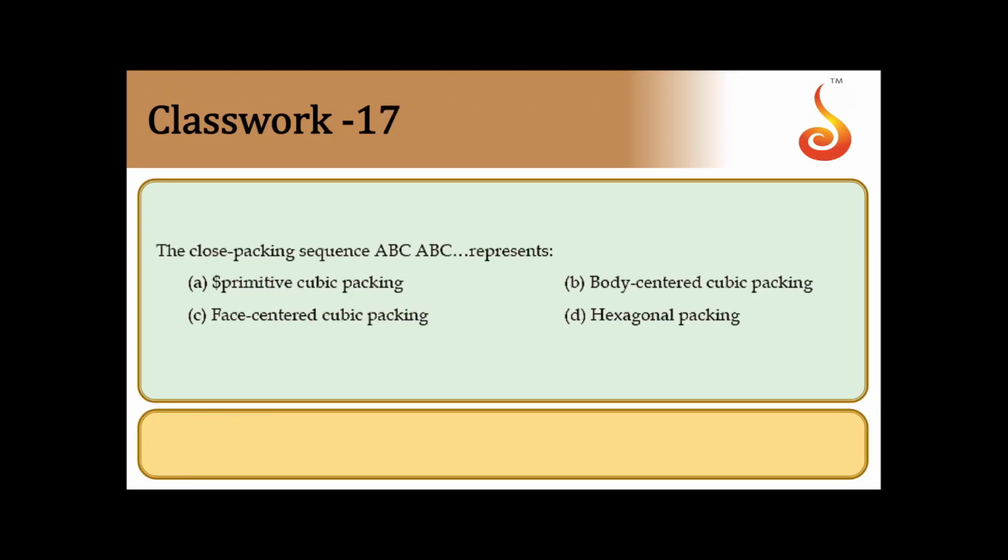Next one, 17th one. A closed packing sequence ABC, ABC represents face-centered cubic structure, not hexagonal. AB, AB represents hexagonal closed packing. The hexagonal structure will be AB, AB packing. So the answer is option C.